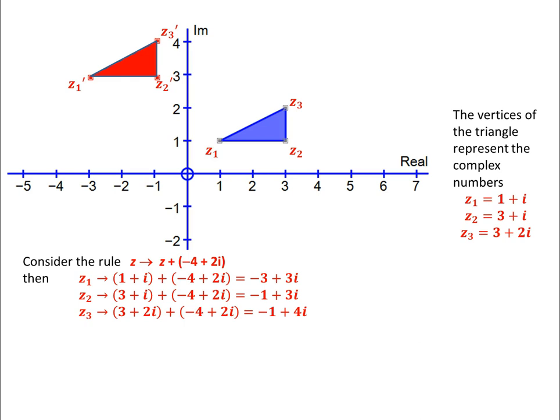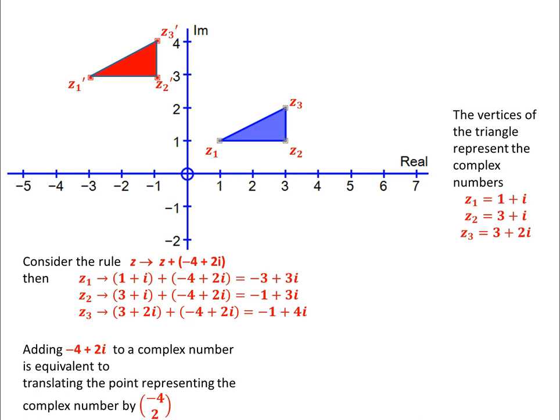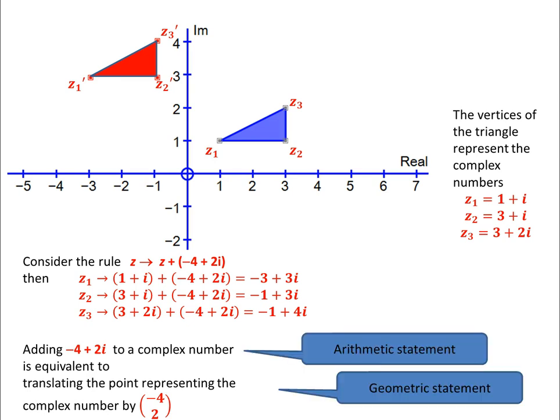And we can see easily that adding -4 plus 2i to a complex number, that's an arithmetic operation, corresponds to a translation of (-4, 2), which is a geometric statement. So addition of complex numbers corresponds to translations of shapes in the Argand diagram.